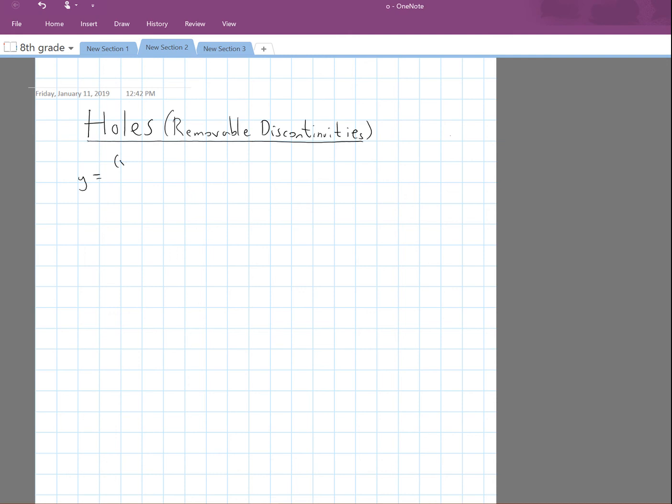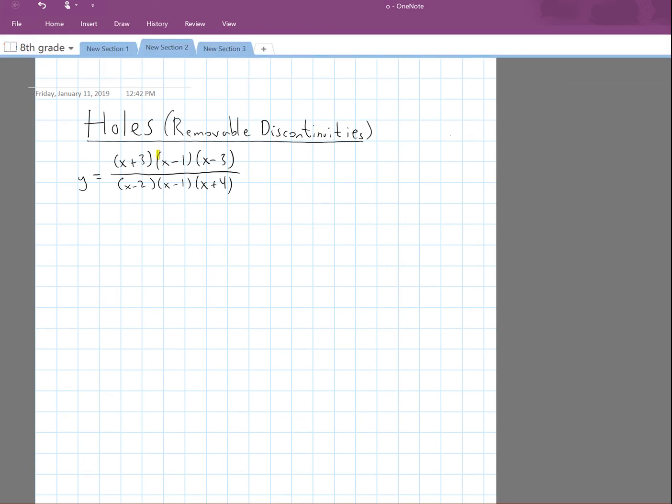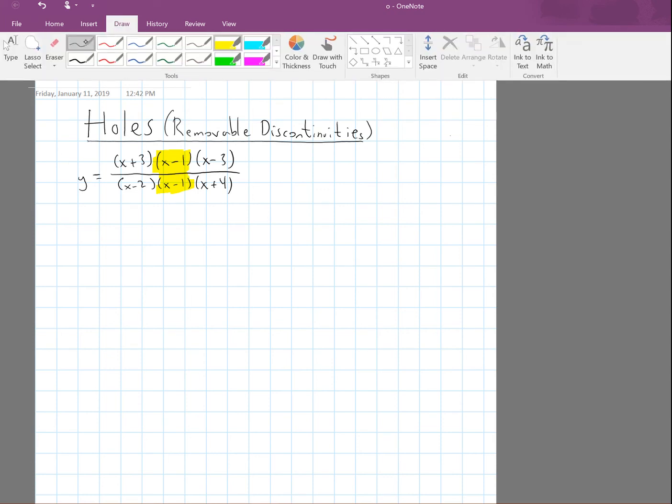Y equals, right, it's just going to be, remember, a rational function, a bunch of different binomials multiplied. Right, that should look like something from last time. What we should notice is, what is the deal with this? We have the same factor, the binomial x minus 1, in the numerator and denominator.